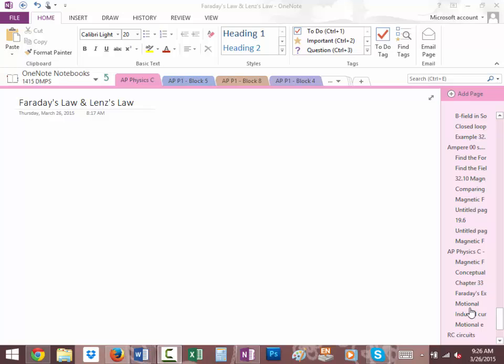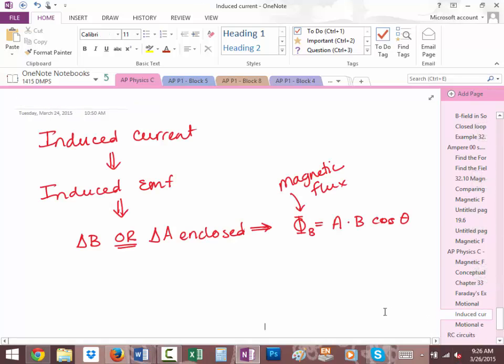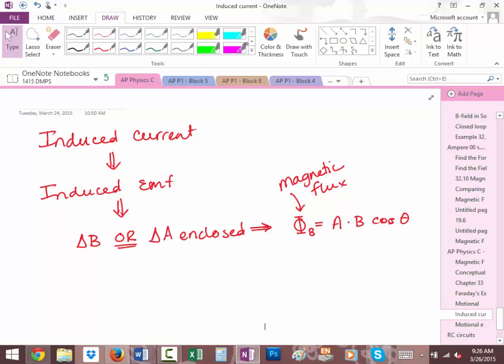And towards the end of the day, we had come up with this concept, this idea that an induced current was caused by this thing that we're going to call an induced EMF, because the only way that you can have a current is to have an EMF. So the EMF has to come from somewhere. And we decided that the induced EMF was a result of either a change in magnetic field or a change in area, the area enclosed by a loop.